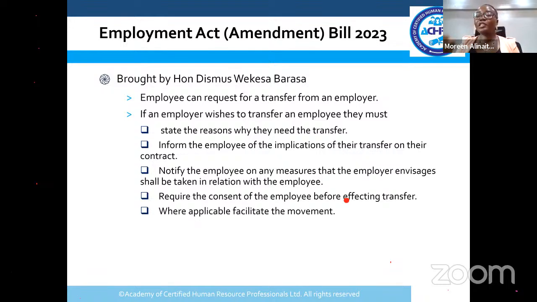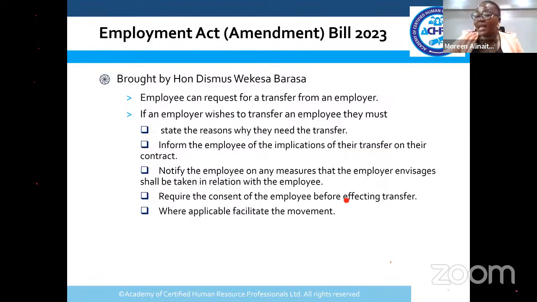So if it is passed, there won't be anything like you've been transferred with immediate effect. They must tell you, we want to transfer you to Busia. What do you think? Or what do you say? They must get your consent. Is it even practical? Especially with government agencies? I doubt that. I doubt that.